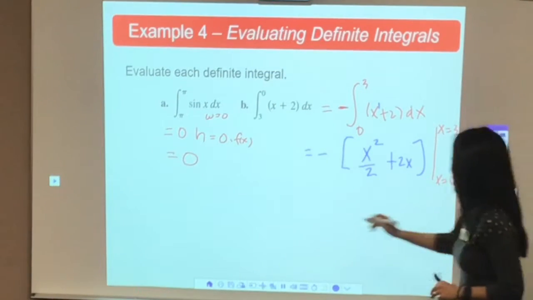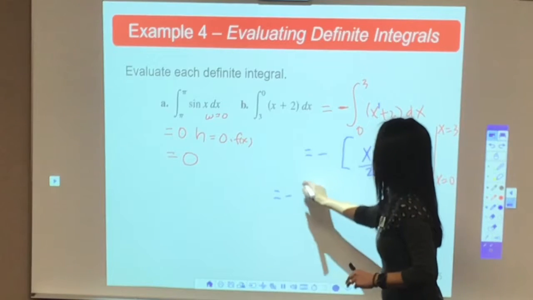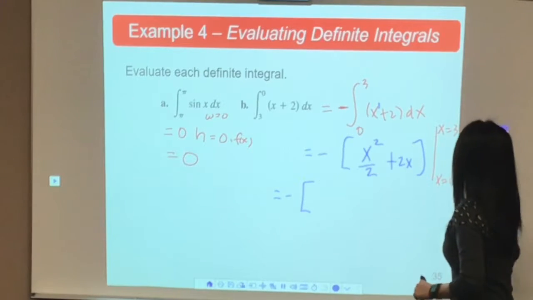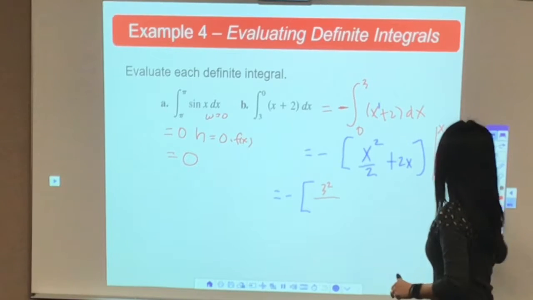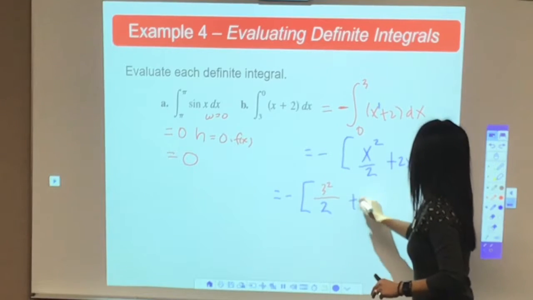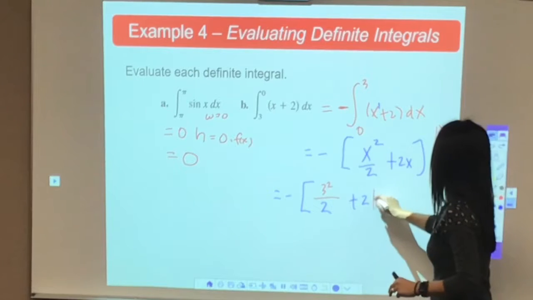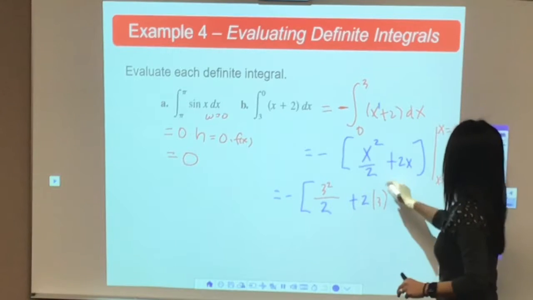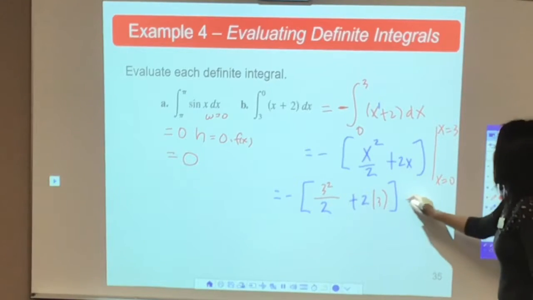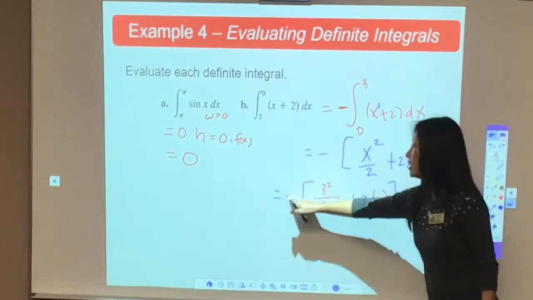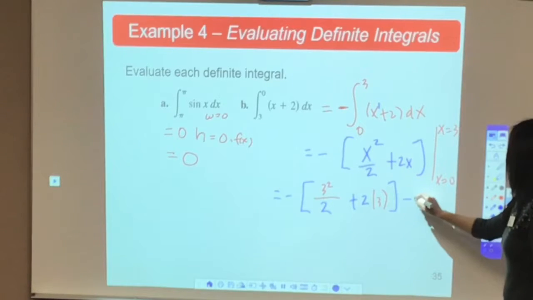So what's my answer then? Don't forget I have a negative in the front. So plug it in. 3 squared over 2 plus 2 times what? 3. That's the first one. And then what? Minus. Class, did you see this minus sign also? Yes, I see.